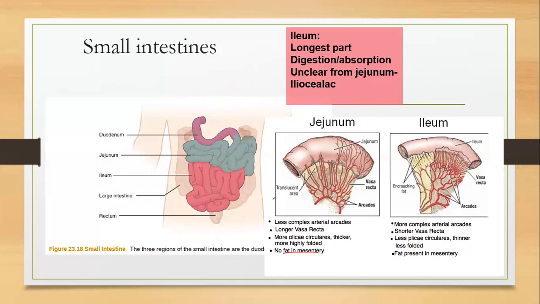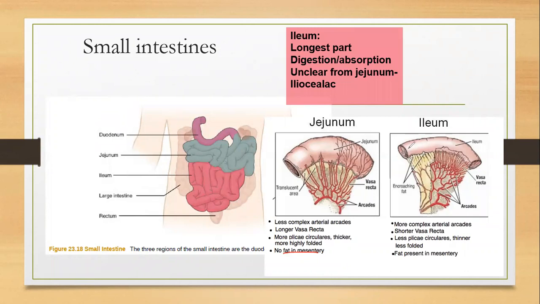Now, this is the gross difference. If you cut a cross section and you look at the circular folds, you find that within the jejunum, we have more of these circular folds which are thicker, but within the ileum, they start to become less folded. They are more flattened structures. So it's like those circular folds are disappearing. And the funny thing is that they are also thinner. So you find a lot of villi within these areas, but the circular folds will be less.